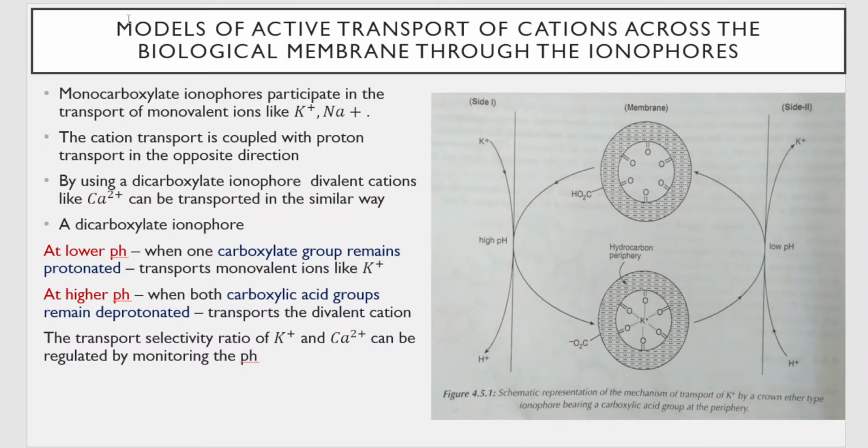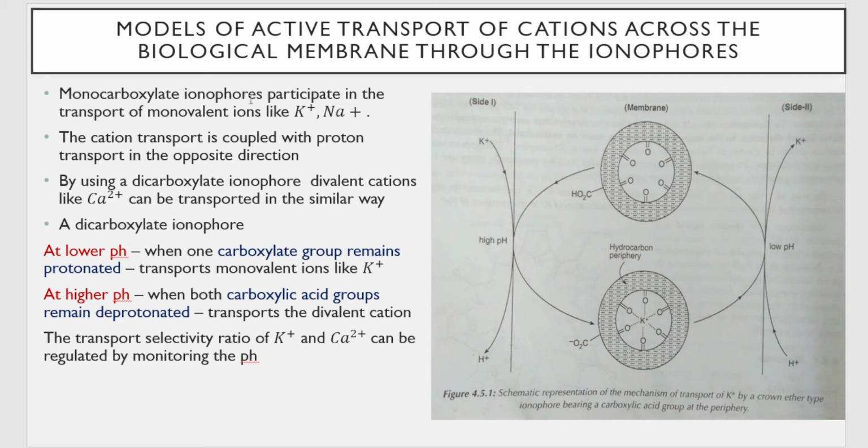So to begin with, we will study about models of active transport of cation across the biological membrane through the ionophore. Now we already studied what an ionophore is. What does an ionophore do? It simply transports the ions which cannot move by itself. It transports those ions across the membrane. That is, it takes it from one side to the other side, be it channel type of ionophore or a carrier type of ionophore. Now there are two different types, that is monocarboxylate ionophore and a dicarboxylate ionophore.